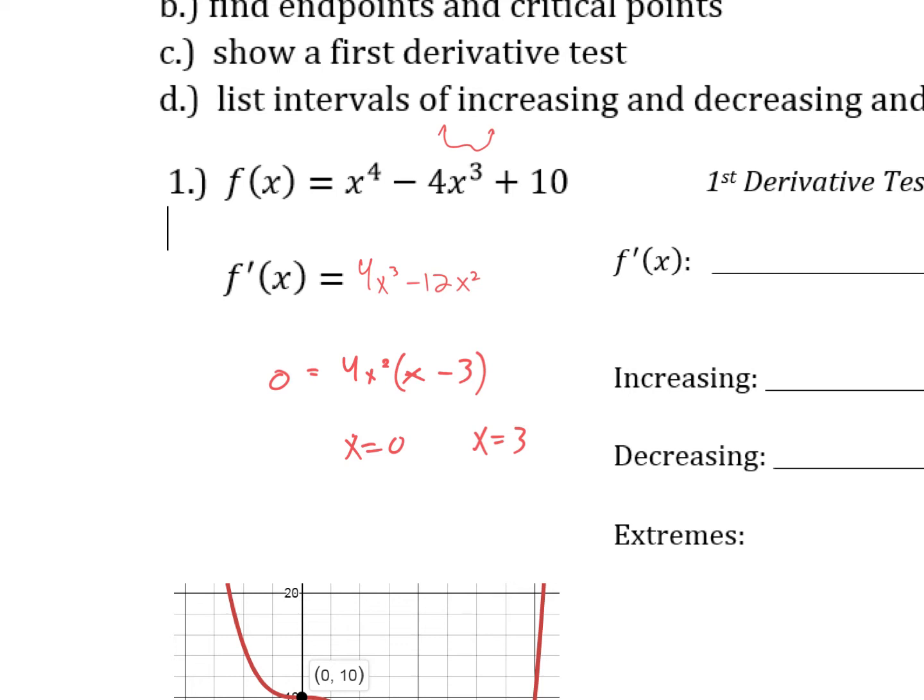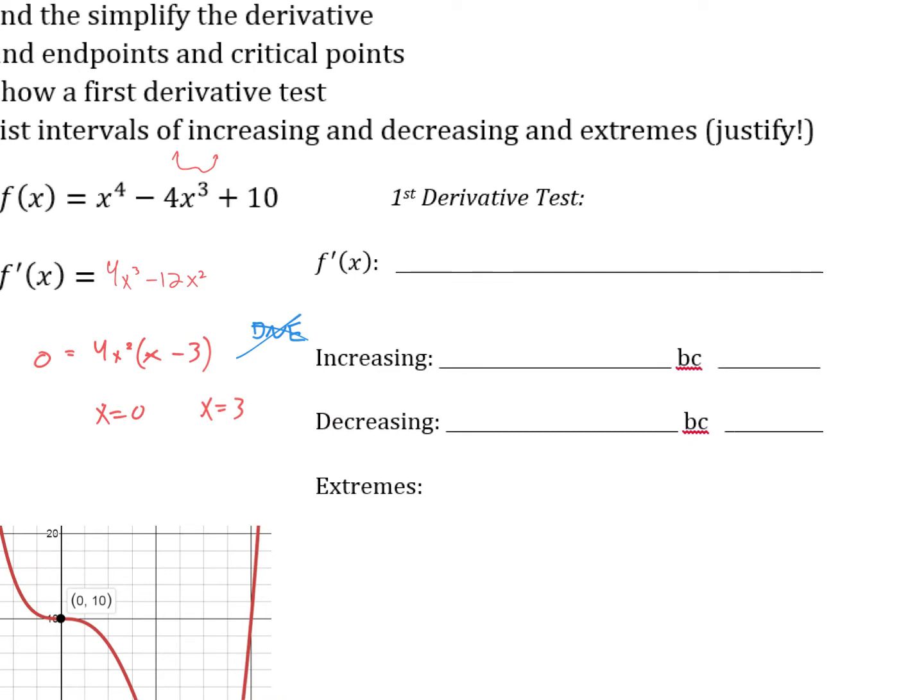Now we should also check when does our derivative not exist. But for this one, this is just a polynomial, so there's really no domain restrictions. So there won't be any instances for this particular problem where our derivative does not exist. All right, so we know things are going to happen to our function at 0 and at 3. Those are the x values for the critical points.